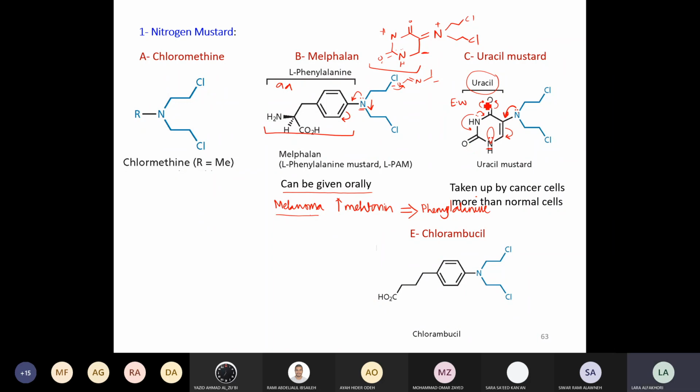Still, the overall effect, the electron withdrawal via the inductive effect and the electron withdrawal via resonance, even though it's from a double bond, is enough to lower the nucleophilicity of this nitrogen, in order to lower the rate of aziridinium ion formation. Uracil mustard, like melphalan and chlorambucil, is taken orally. So in your opinion, why did they specifically attach uracil to the nitrogen mustard? Why did they choose uracil?